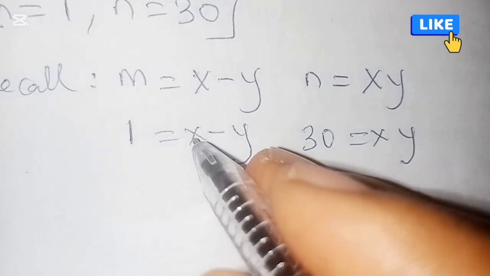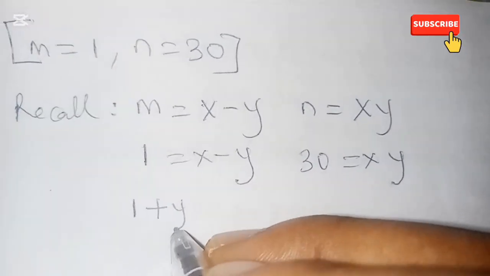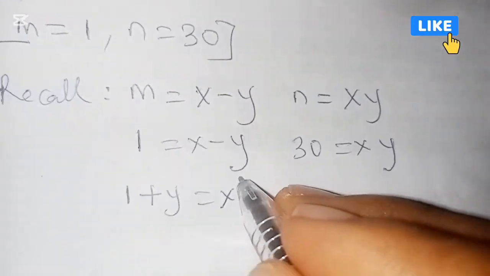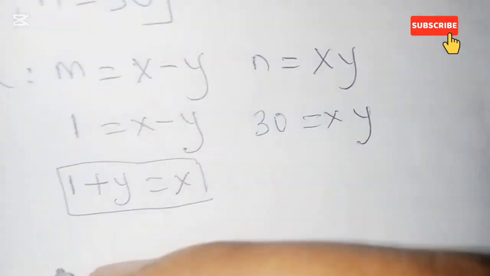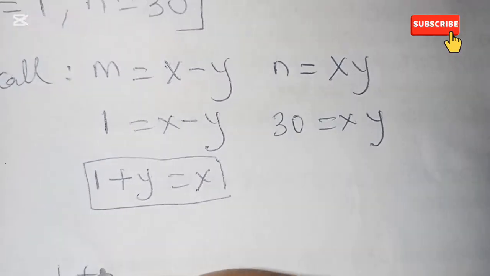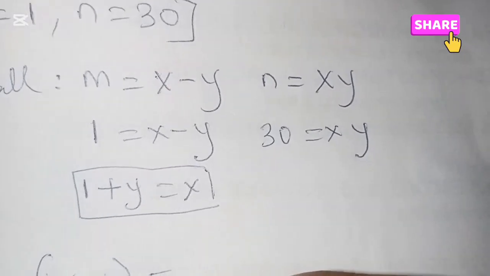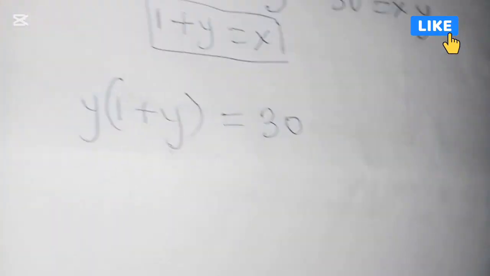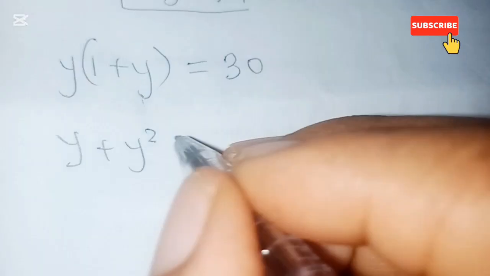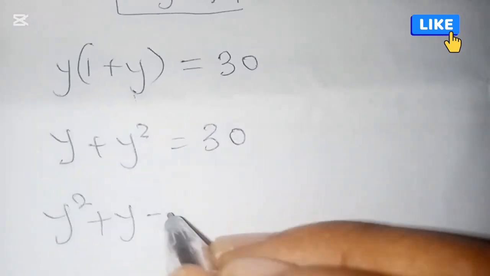So let's make x the subject of formula. So this becomes 1 plus y equals x. And we're going to substitute this value of x in this equation. So this gives us 1 plus y in bracket of y equals 30. So we're going to open this bracket very quickly. This gives us y plus y squared equals 30, and this results to a quadratic equation.